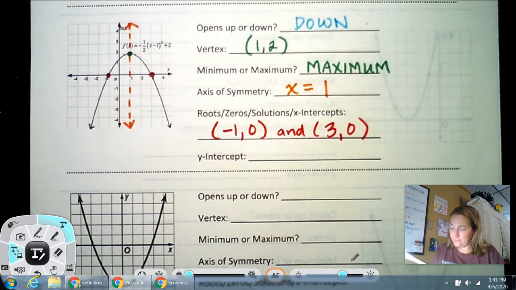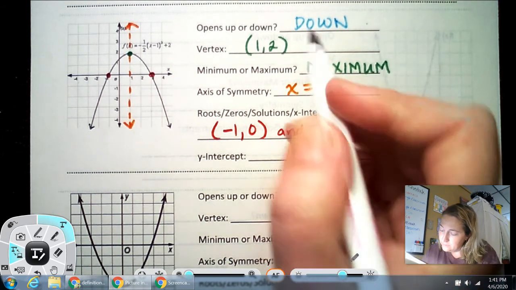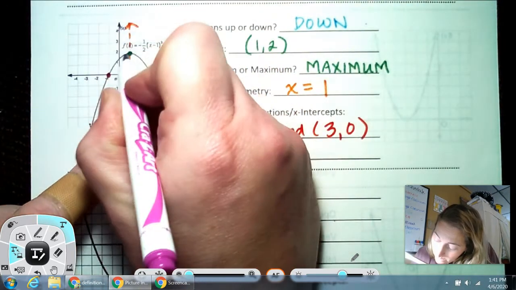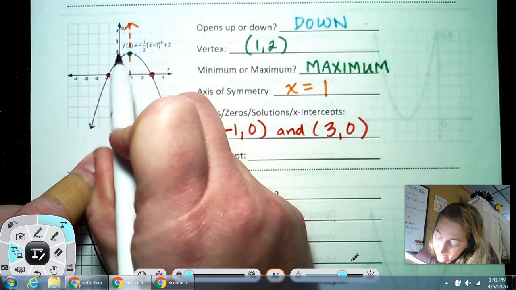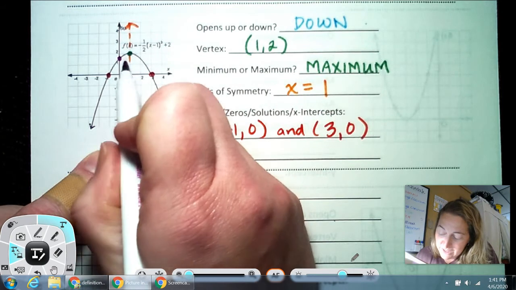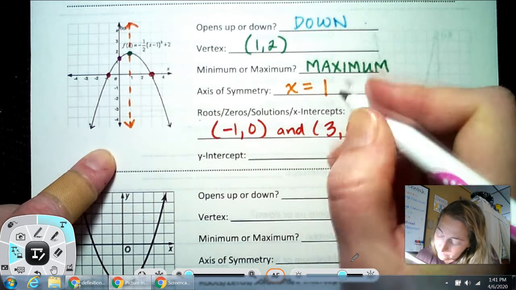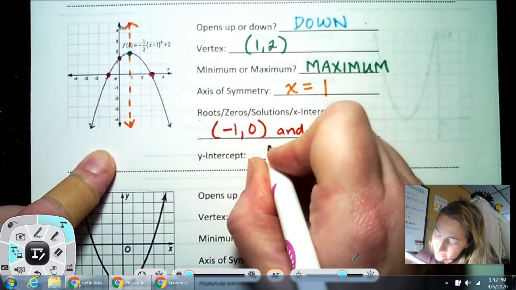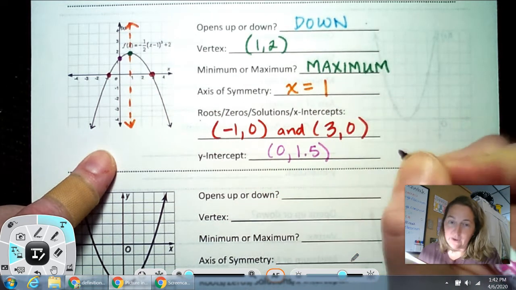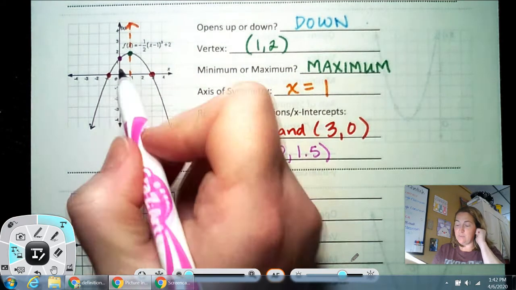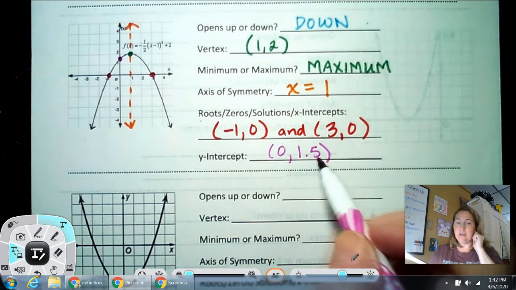And then lastly, our y-intercept. So our graph hits the y-axis right here. Now that's not exactly on a perfectly whole number, but it looks like it's about halfway between 1 and 2. So I'm going to say my y-intercept is at 0, 1.5. Because it looks like it goes about halfway between 1 and 2, so that would be 1.5.